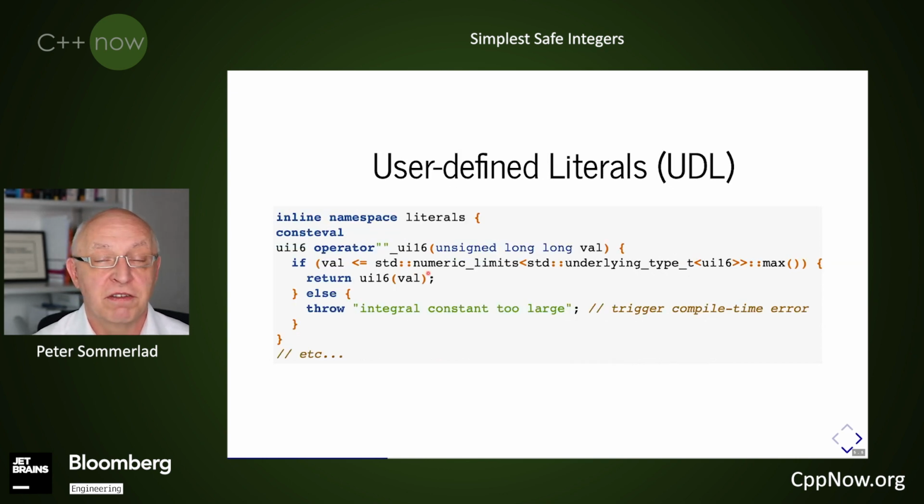Now, how would the user-defined literals be implemented? We put them in a separate namespace, so you can avoid polluting your namespace when you use them, or directly use the namespace of the safe integer library. And we have consteval, so it's guaranteed to be computed at compile time. We have the desired return value and the suffix with an underscore. We have to have the leading underscore because it's a non-standard user-defined literal.